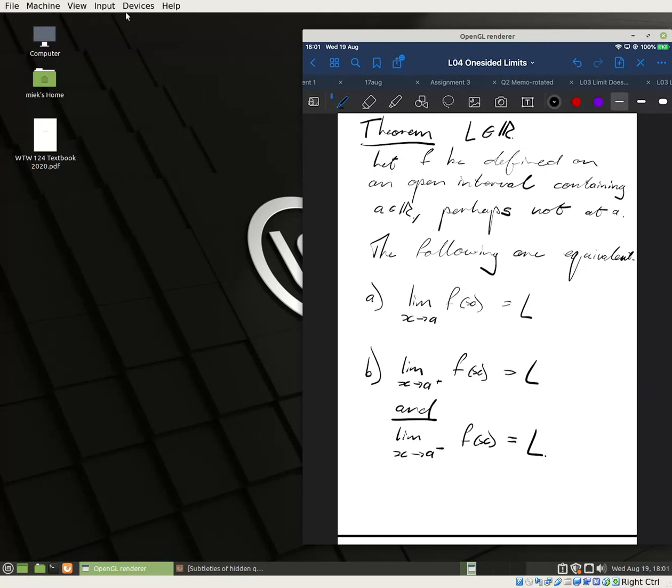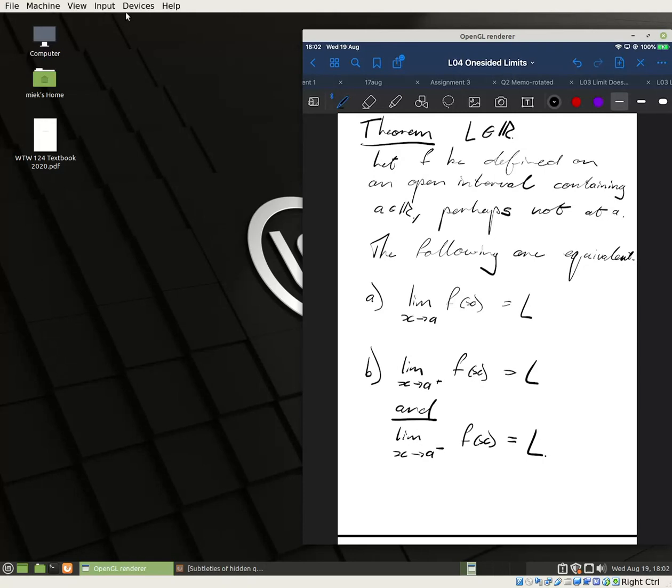And you will notice here that this says what you have previously used, for example, in courses like 114, that the limit exists if the left limit and the right limit are the same. So this confirms that intuition. But now we can prove this using our rigorous definitions.